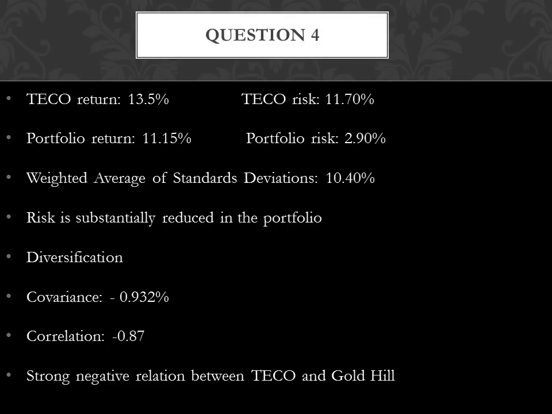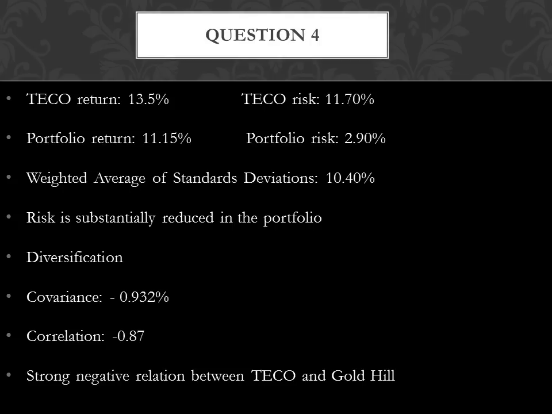Also, the weighted average of the standard deviations of the two securities is calculated to be 10.4%. The portfolio standard deviation is only 2.9%. This shows that the risk is reduced substantially when the two securities are combined in the portfolio. The risk reduction is possible because of diversification. This means an attempt to decrease the risk of the investment to zero by investing in securities that perform differently in the markets. This way, when one security has negative returns, the investment is hedged because another security will be providing positive returns.